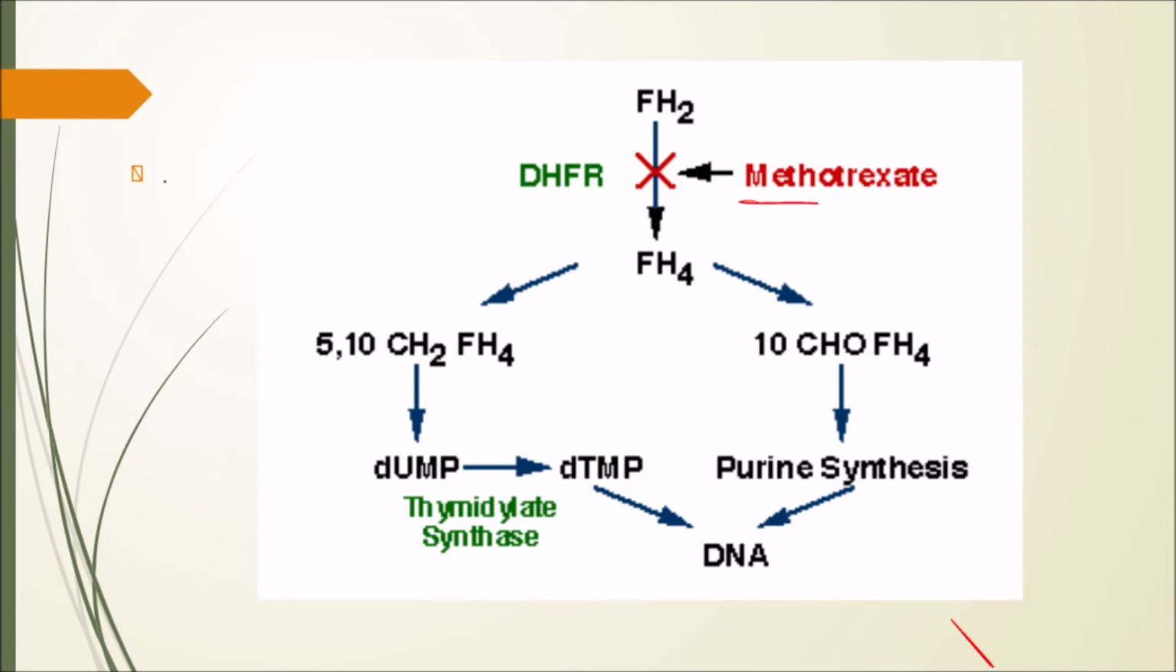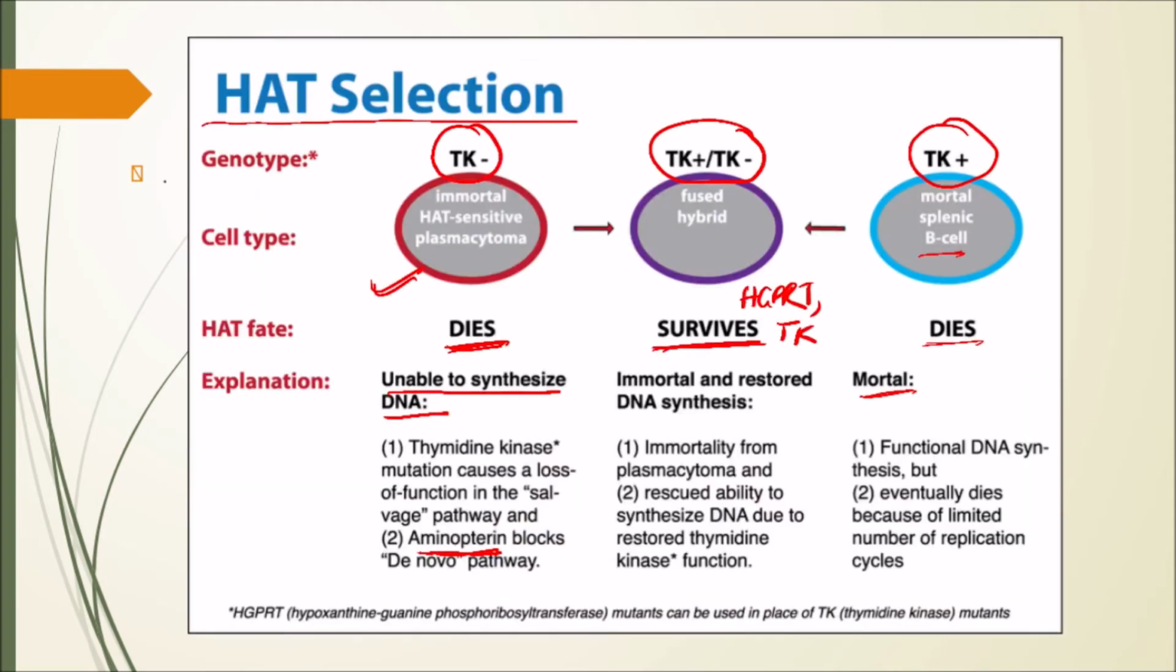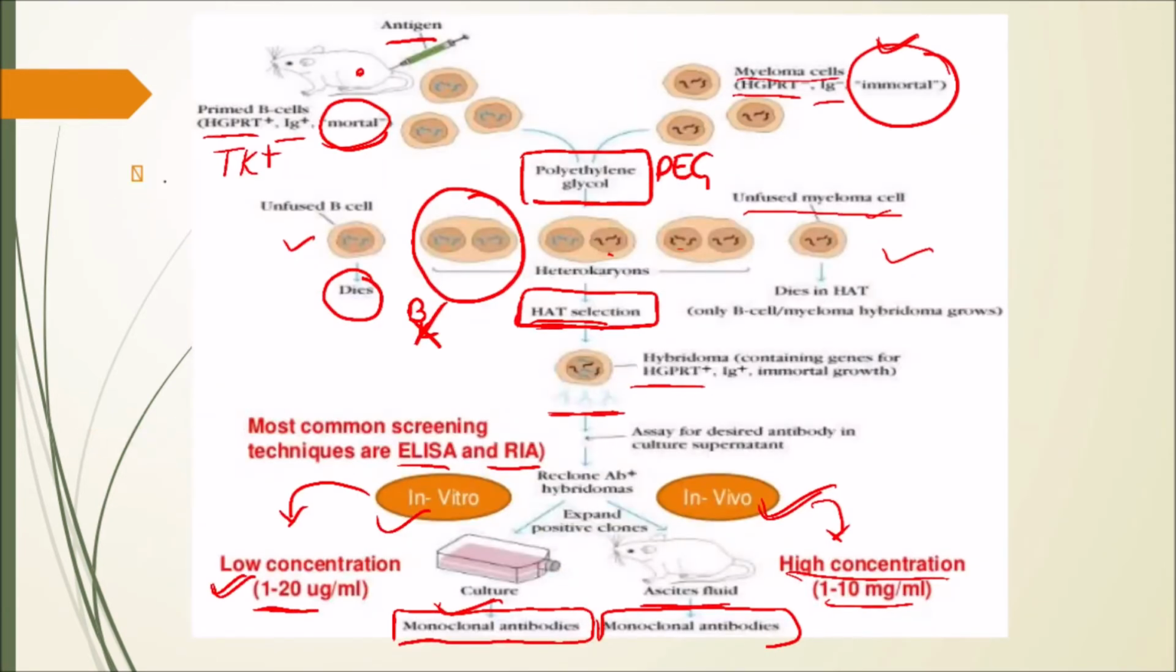Another inhibitor is methotrexate. It has the exact mechanism as aminopterin. That is, it is inhibiting dihydrofolate reductase, so that it cannot convert dihydrofolate into tetrahydrofolate. And as you can see in this picture, they are involved in purine synthesis, and this purine synthesis is involved in DNA synthesis. Okay, so this was the whole mechanism, how this hybridoma technology works.